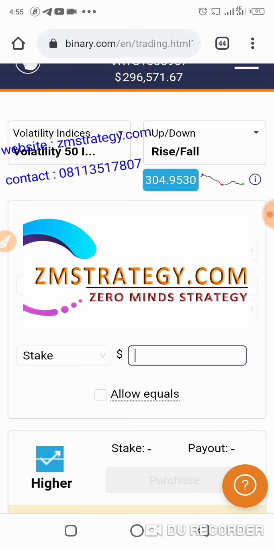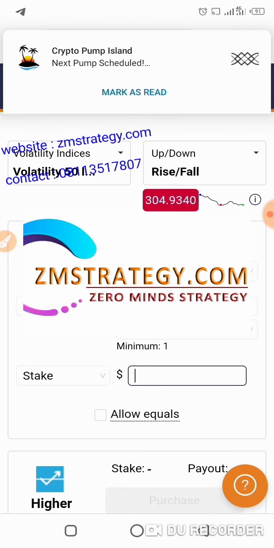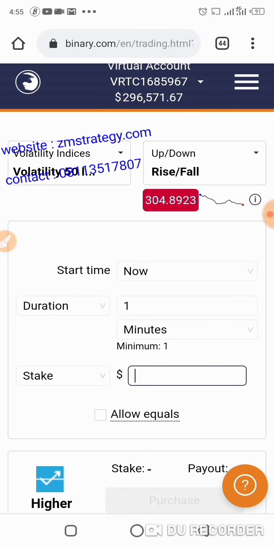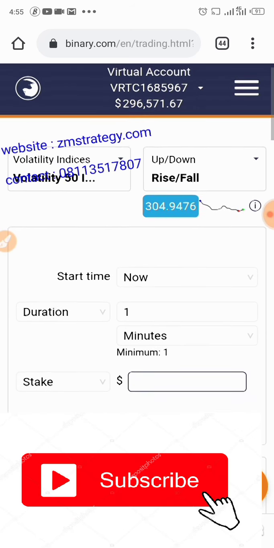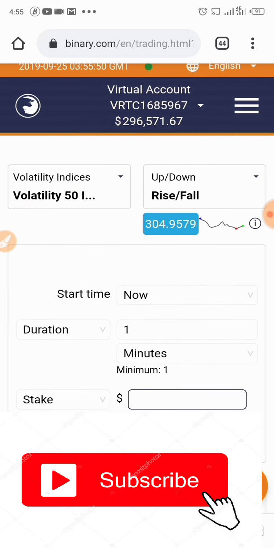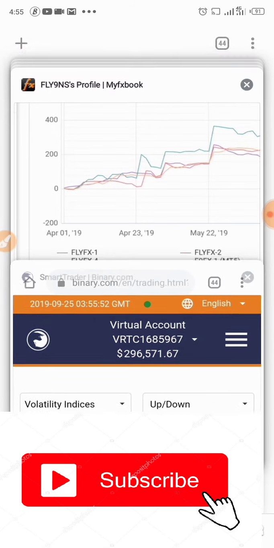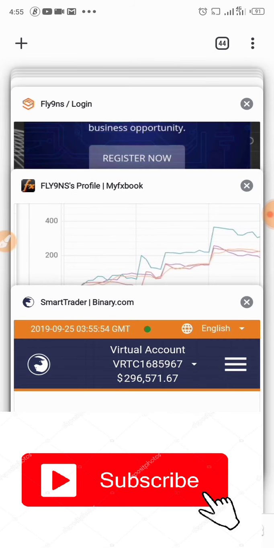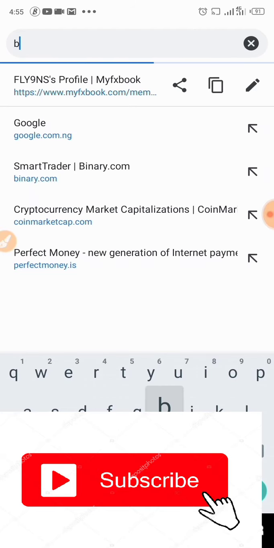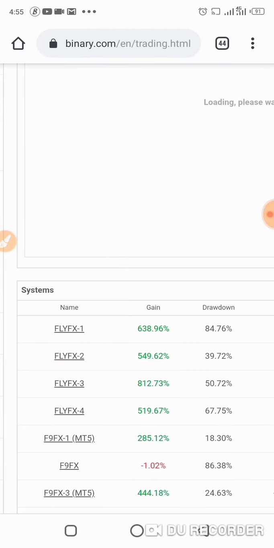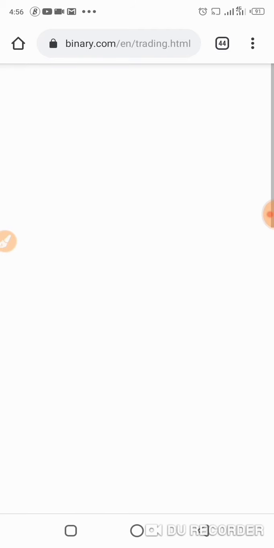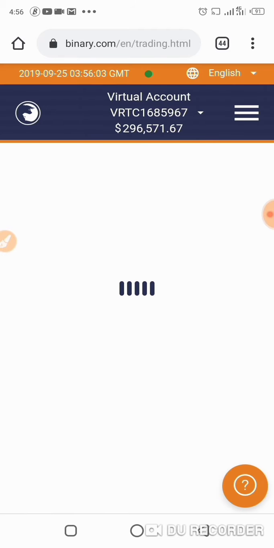In this video I'll be explaining the trading aspect and how you can place your trade well. What you need to do is have two tabs. Duplicate this by opening another binary.com, so here we'll be having two.